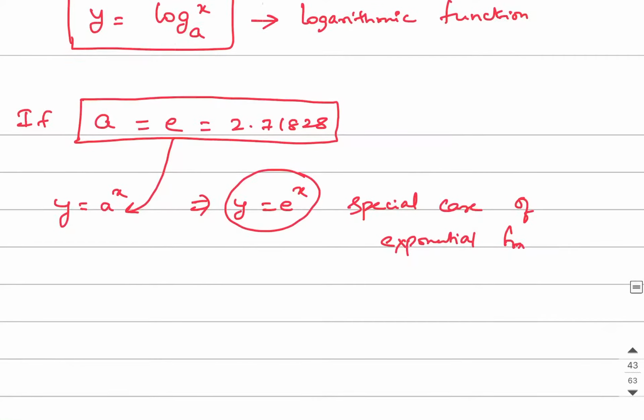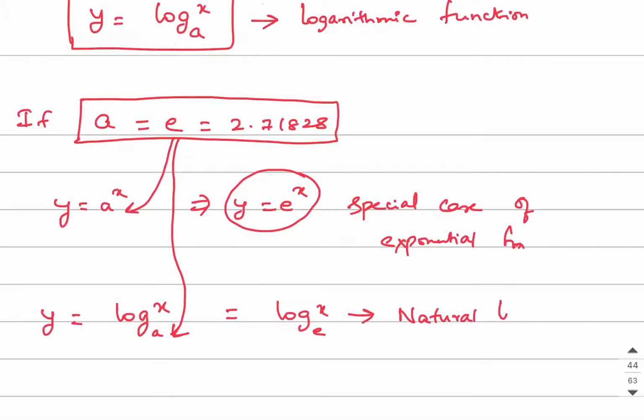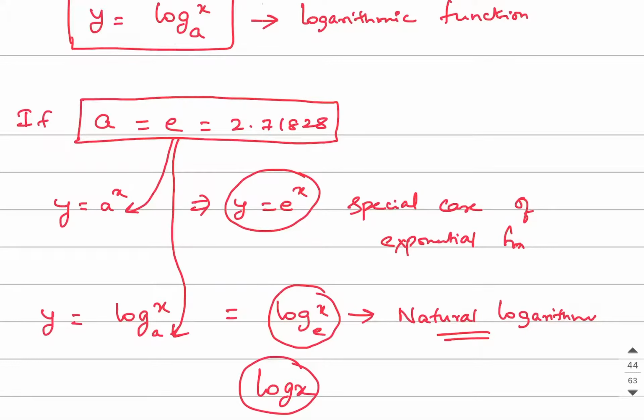In a similar way, if I write y is equal to log of x base a, and in the place of a I substitute e, then it will become log of x base e. This is also a special type of logarithm called the natural logarithm. In mathematics, we are using natural logarithm. In all the questions, they will not give you log x base e, they will just give you log x. So it is understood that when you are dealing with mathematics, you are dealing with natural logarithm.